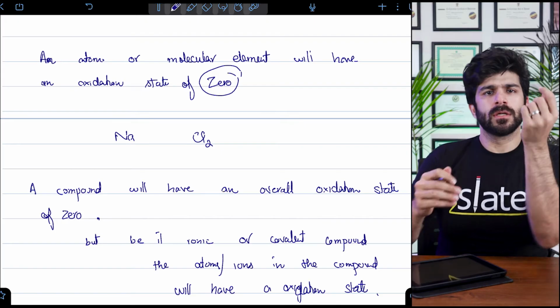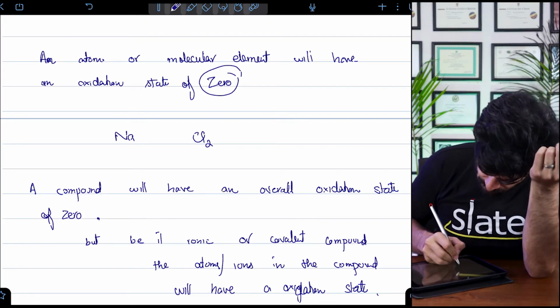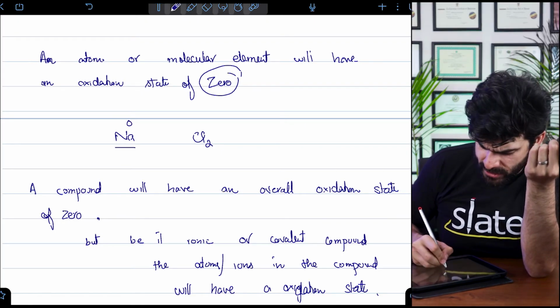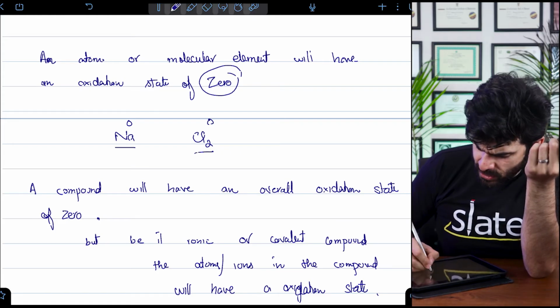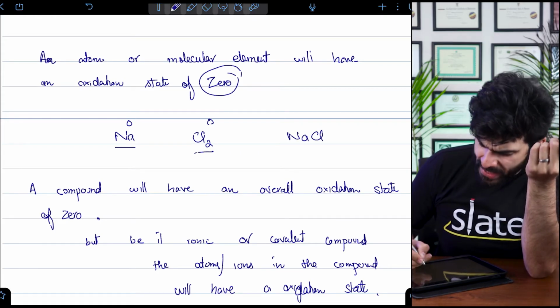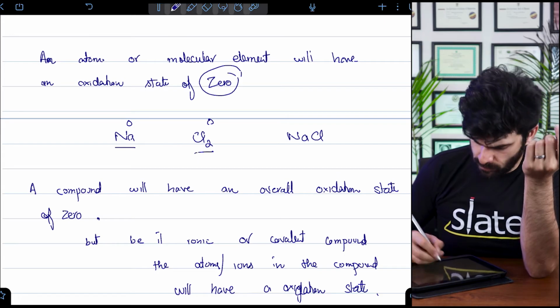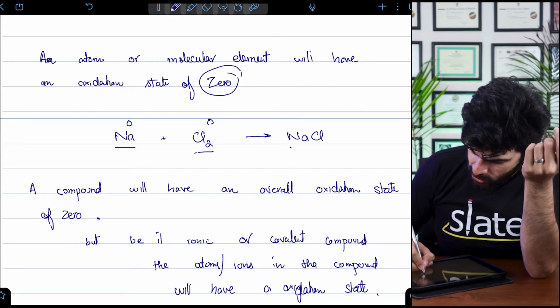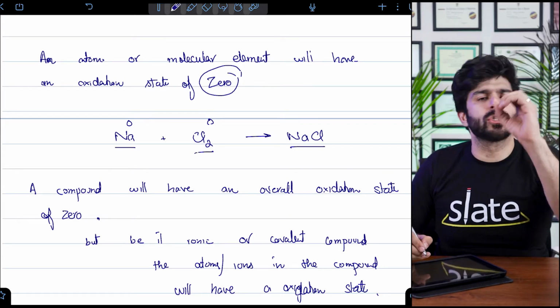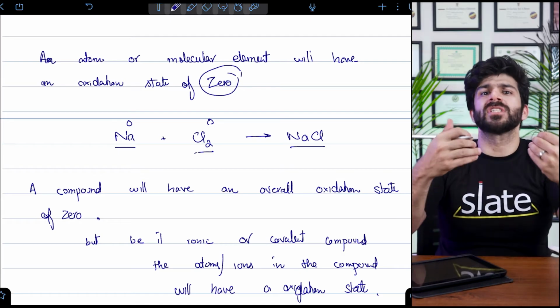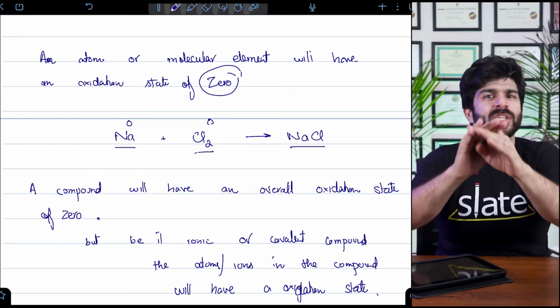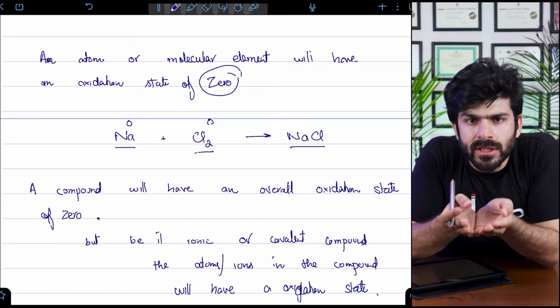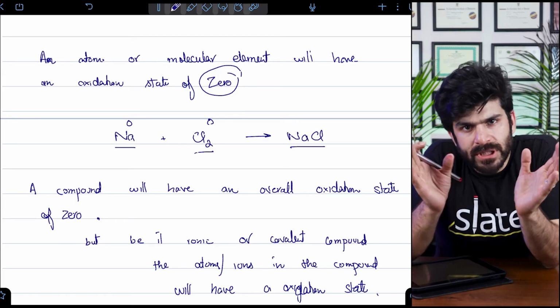Now the point is, if it's an atom, it has a 0 oxidation state. Molecular element, 0. The two make NaCl together. Now the whole NaCl has an oxidation state of the charge, 0. A compound is stable when there is no charge, so it has an oxidation state of 0.